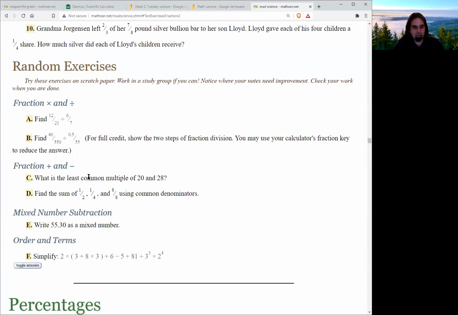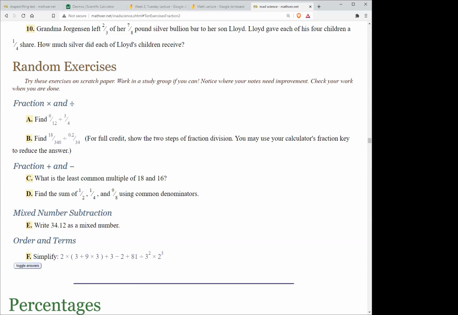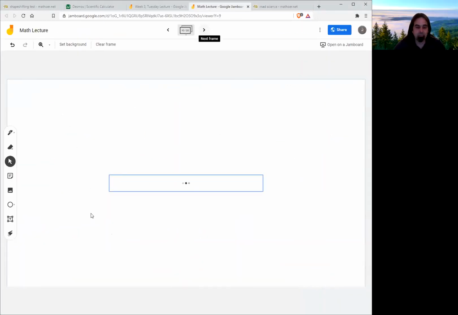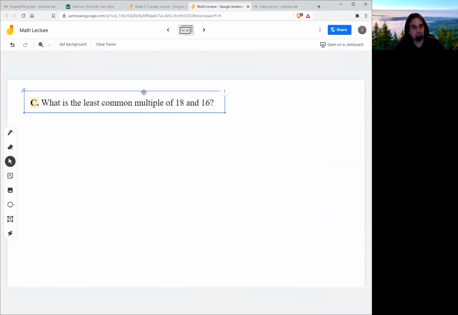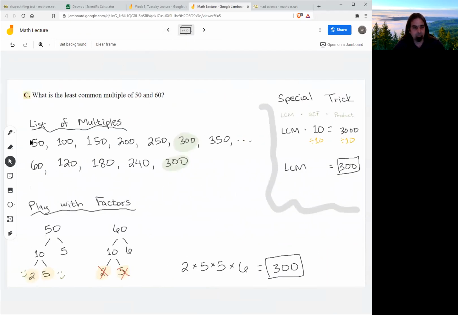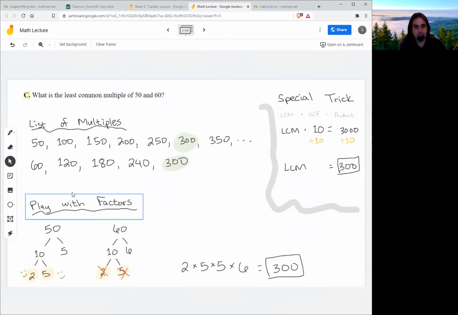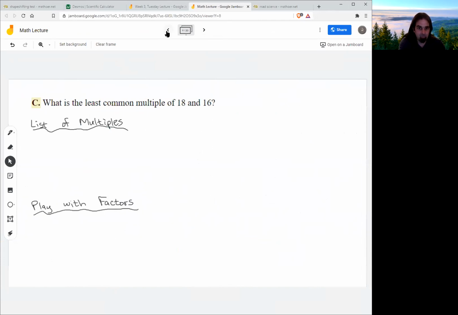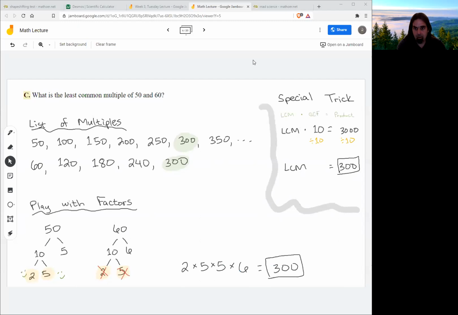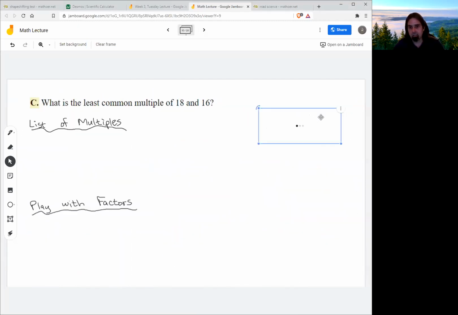Should we do one more? I can reload again. Least common multiple of 18 and 16. Would that be a good one? Yeah. Okay, which one should we do first? List of multiples, play with factors, special trick.